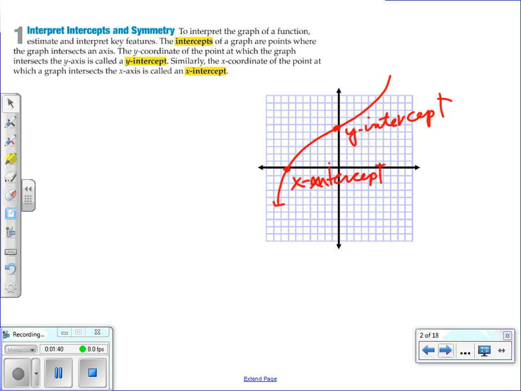It could be that it looks like a straight line, and we would have this intercept and this intercept. Or it could be something that looks like this, and it has two x-intercepts and one y-intercept. So those are all the kinds of things we're going to be looking at in terms of intercepts. So make a note in your definitions. Y-intercept is where it intercepts the y-axis, and the x-intercept is where it intercepts the x-axis.